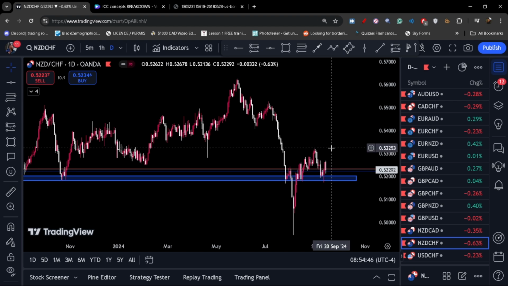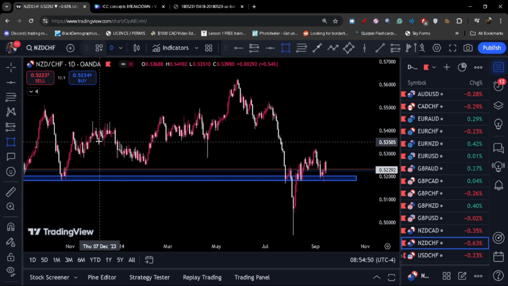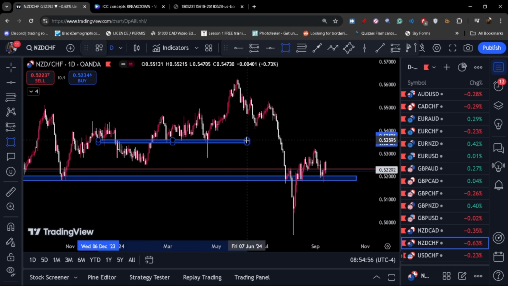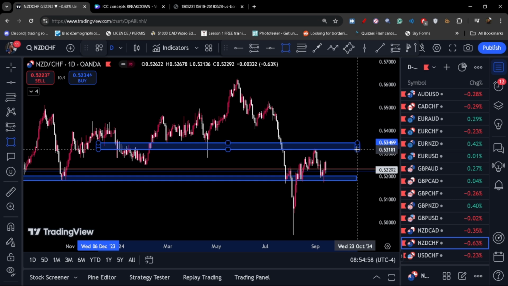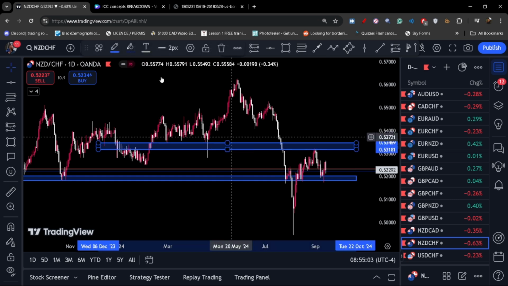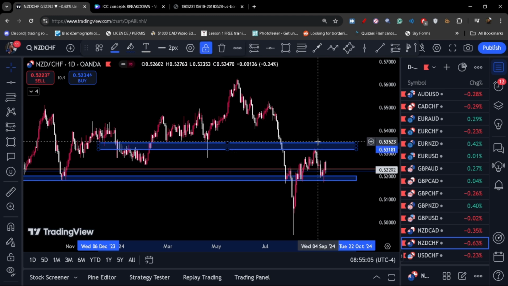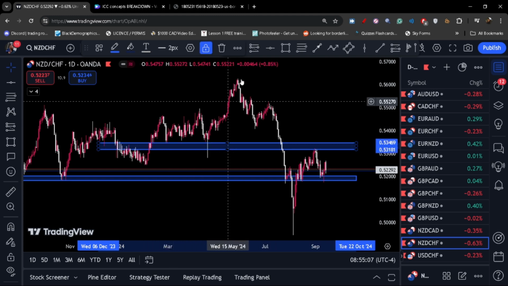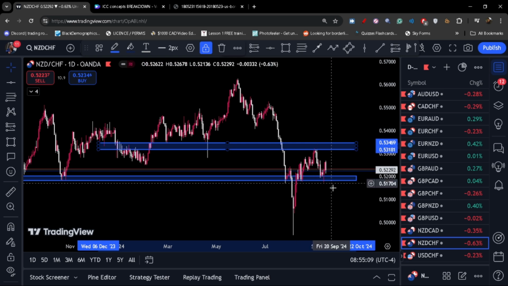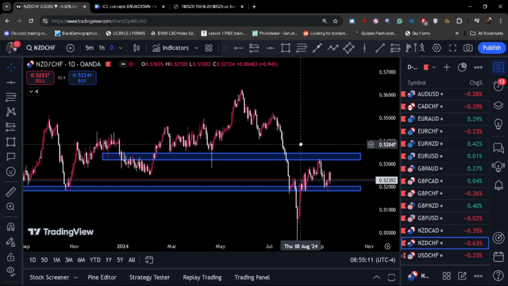I can see something here too. So let me say something here. Boom. Right, so above this blue, price bought. Boom, boom. Below this, price sold. You can clearly see, right?